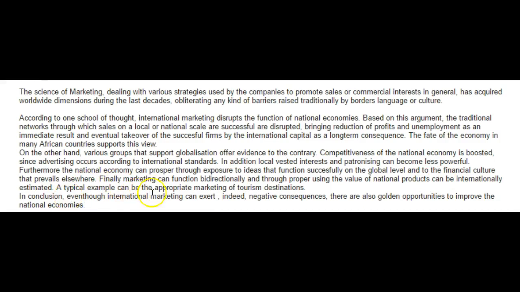A typical example can be the appropriate marketing of tourism destinations. So this is an issue with your paragraphs, is that the academic structure requires you to introduce the topic of your idea, to expand it with your own thoughts, to justify it and support it with an example, and then to explain with one more sentence how it relates back to the topic.